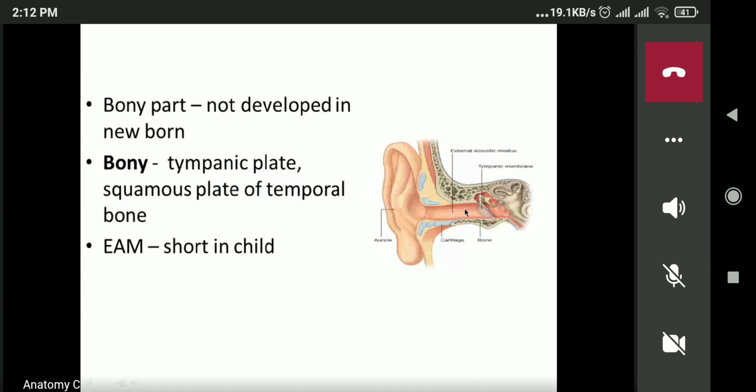As the bony part is not developed in the newborn, the external auditory meatus is very short in the child. So you should be very careful while examining the ear of the newborn with the help of the aural speculum, because the external auditory meatus is short, so there are chances of damaging or perforating the tympanic membrane. So this is the tympanic membrane here. The external auditory meatus is short in the child because the bony part is not developed. So be very careful while examining the child or newborn with a speculum.